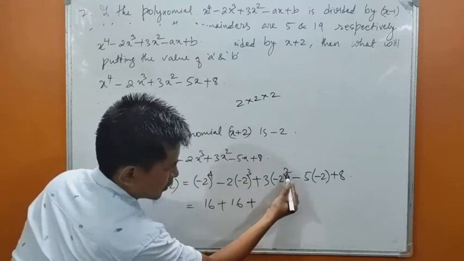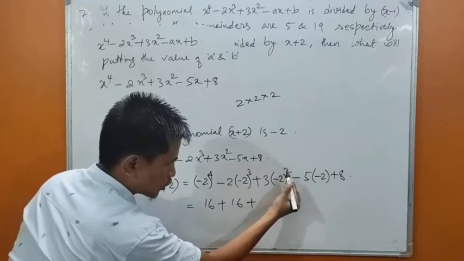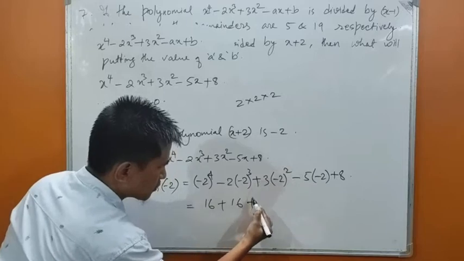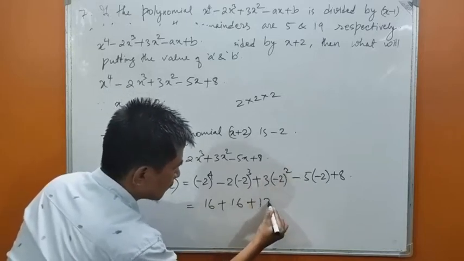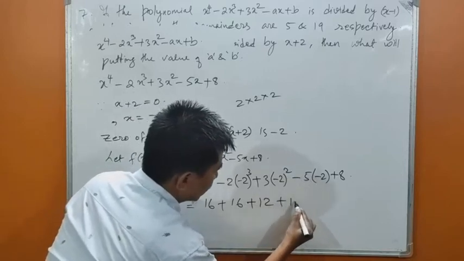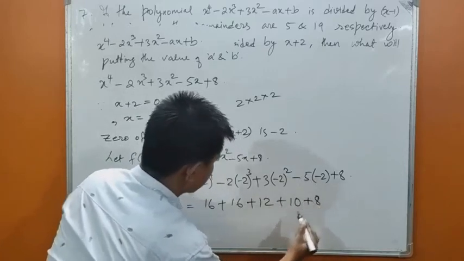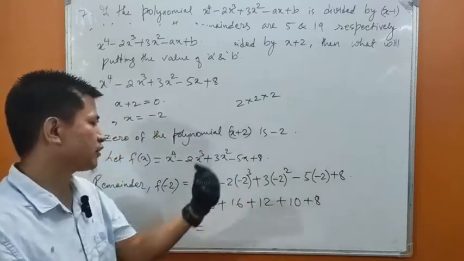This is an even number, so the sign will become plus. Minus square means plus. Plus into plus is plus. So 2 square is 4. 4 3s are 12. Minus into minus is plus. 5 2s are 10, plus 8. Okay. Now all the numbers are positive, so we need to add all the numbers.